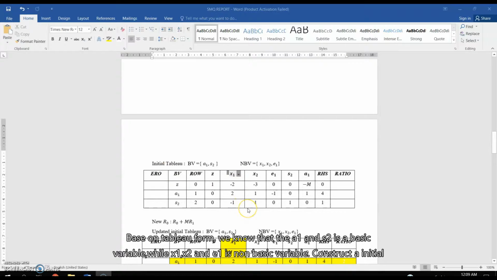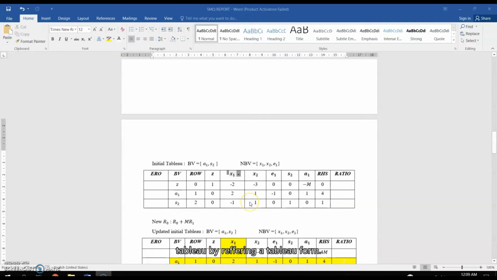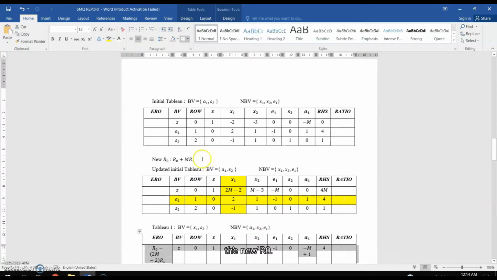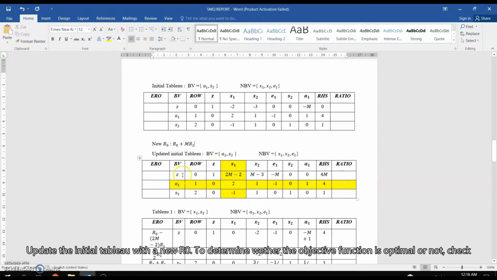Next step, we construct an initial W by referring to the W form. We need to remember that all basic variables must have 0 coefficient in row 0, but in the initial W, the coefficient of A1 in row 0 is negative M. Therefore, we need to eliminate A1 in row 0 by replacing row 0 with row 0 plus M times row 1 to get the new row 0. Update the initial W with the new row 0.